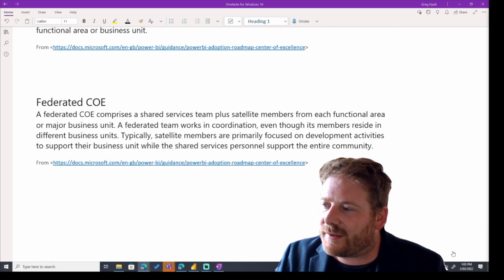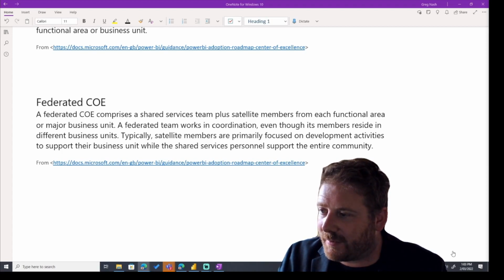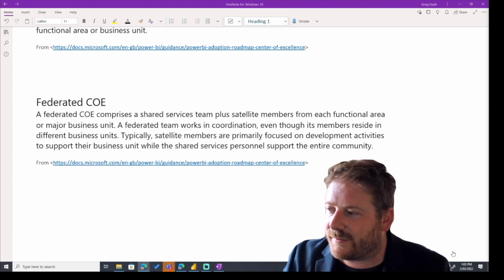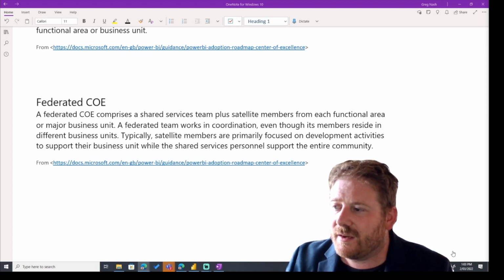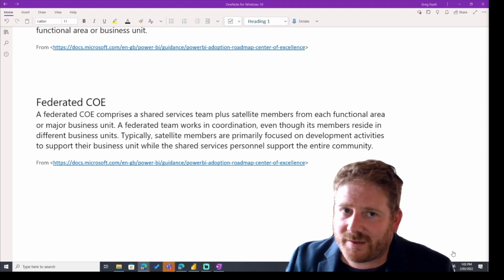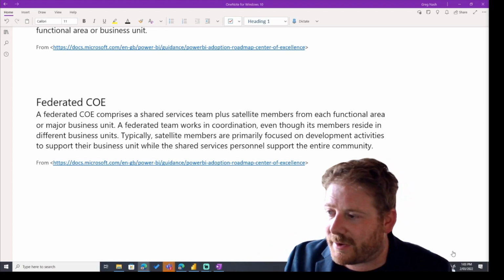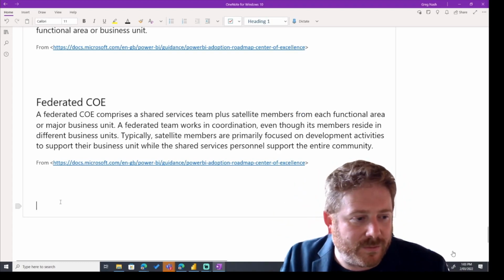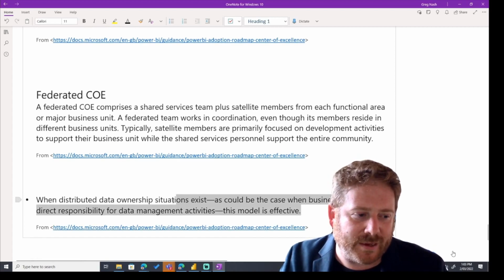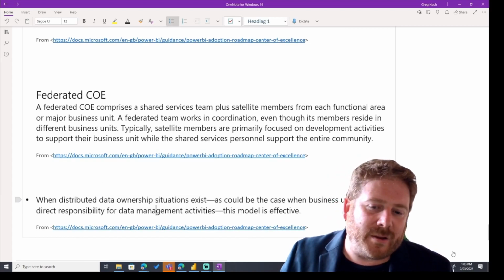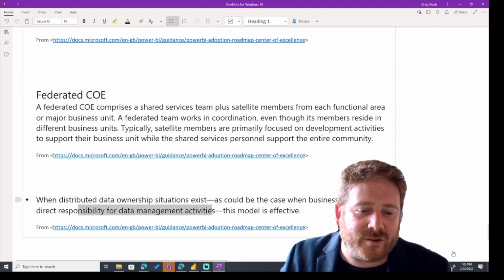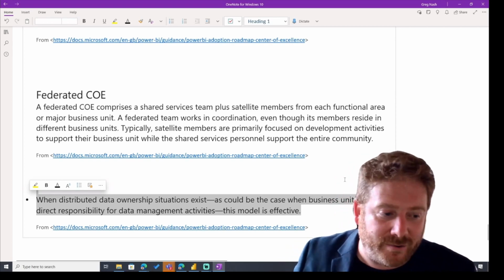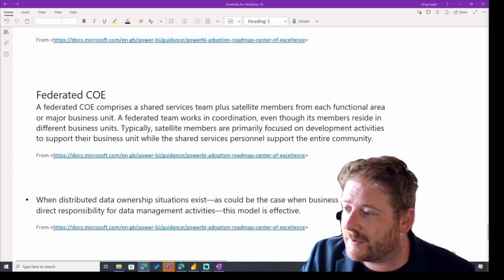Okay, so the pros of this are there's cross-functional involvement from the people who represent the business, so you get good business balance. There's a good balance of centralized and decentralized representation. Distributed data ownership situations exist. Data ownership, that's what we were talking about earlier. Do you have data product owners? When you have distributed data owners, that could be good for this. That's a pro, right? So case could be when the business units take direct responsibility for data management activities. This is a good model. That's why I like it, I guess, because it's a good model for where you've got data ownership, distributed data ownership, which is what I would recommend.